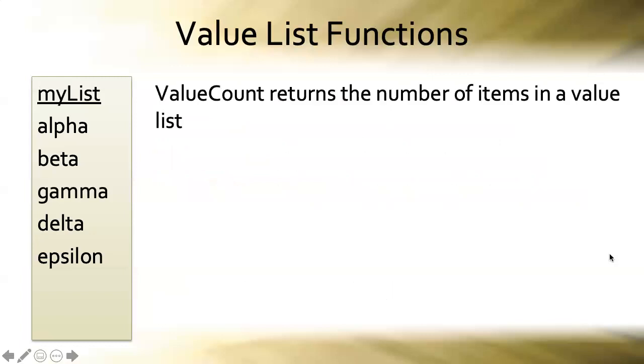Another value list function is called value count. The value count function returns the number of items in a value list. For example, value count on my list, of course, would bring back 5 because there are 5 items in this list.